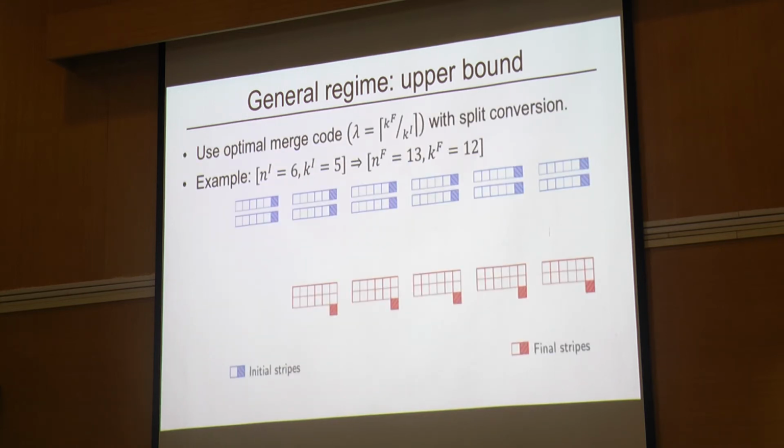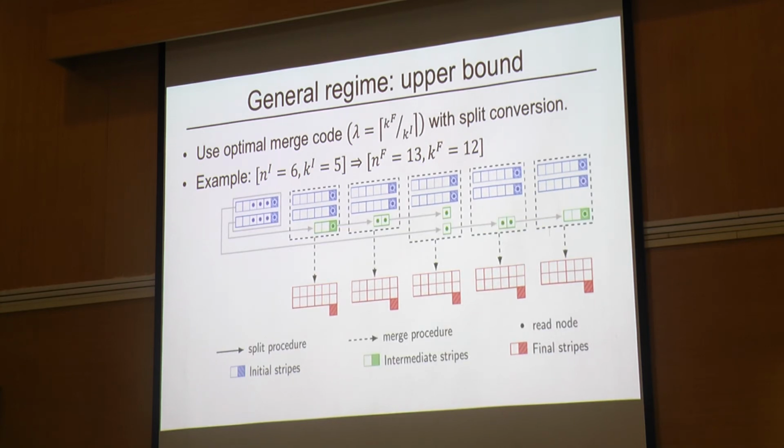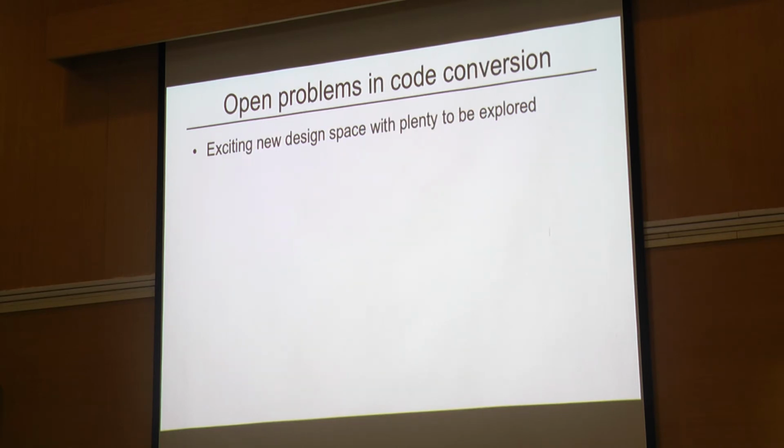Apologies for rushing through. So that's the key idea. So I'll skip this. This is just showing how we use merge and split to cover a general parameter regime. Okay, so open problems in this realm of code conversion.